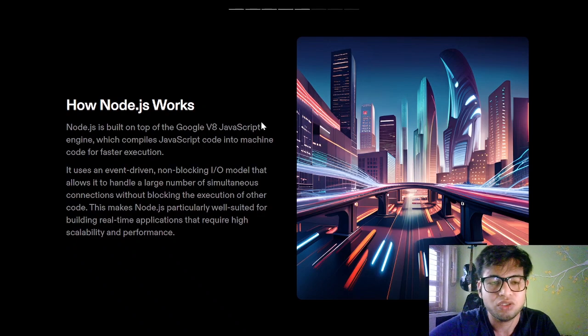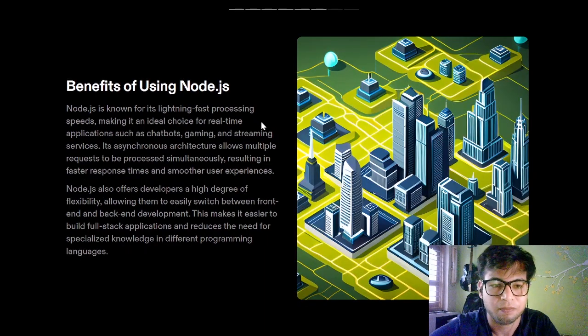Okay, how does Node.js work? Node.js is built on top of Google's V8 JavaScript engine, which compiles JavaScript code into machine code for faster execution, as we discussed in the last slide. It uses an event-driven non-blocking I/O model. It allows handling a large number of requests simultaneously without blocking the execution of other code. This makes Node.js particularly well suited for building real-time applications that require high scalability and performance.